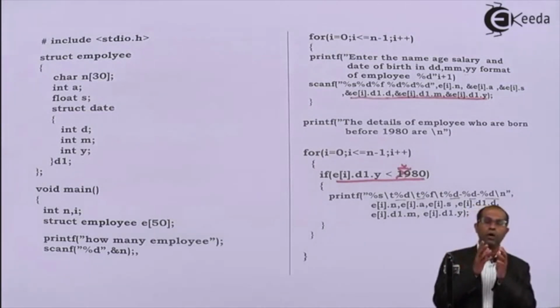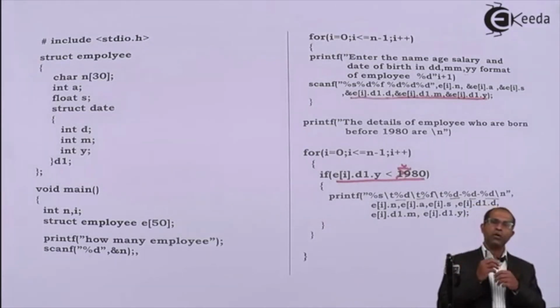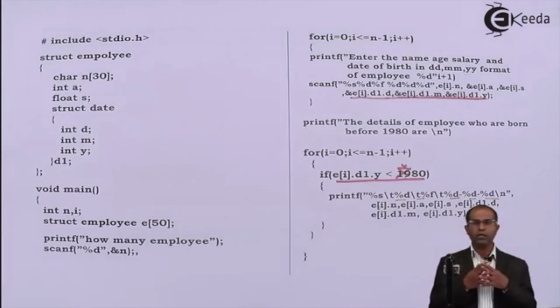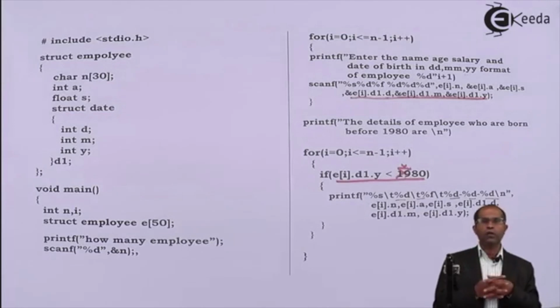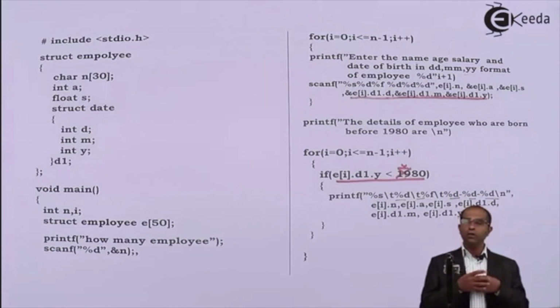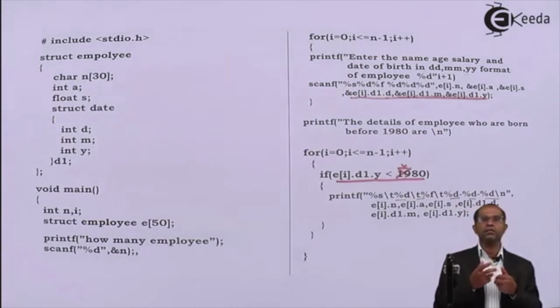I have just operated on one field. If you feel that it has to be operated on another field, you can still go ahead and do that. You can accept the year in a 4-digit format. You can accept the year in 2-digit format. You can accept the month in numeric format. You can accept the month in string format.